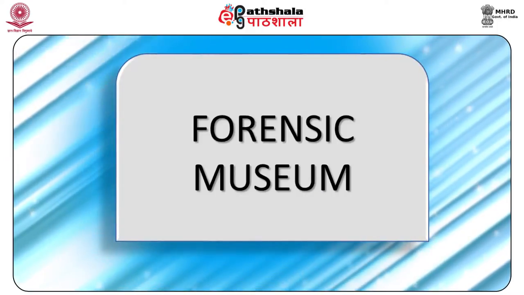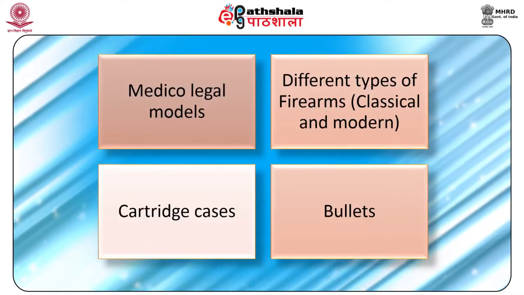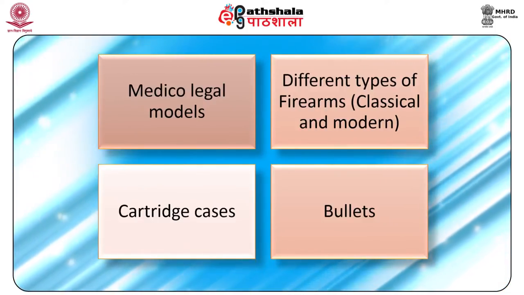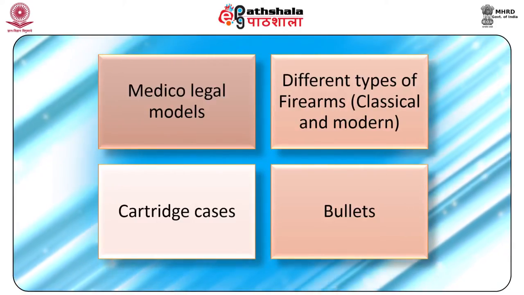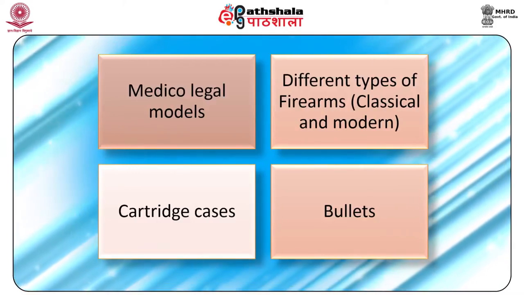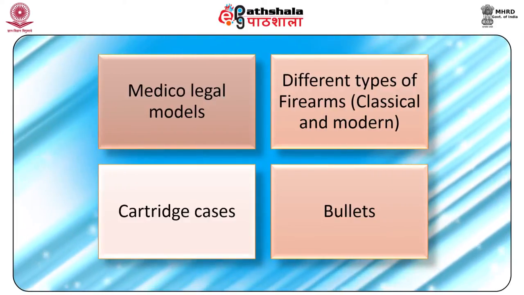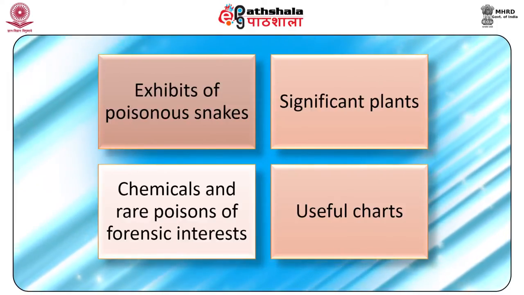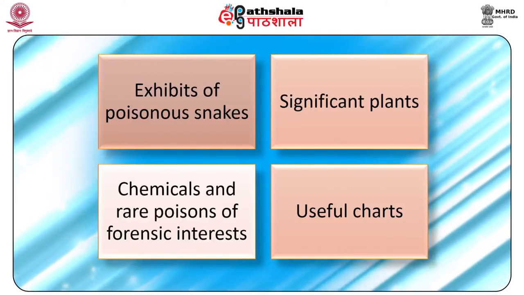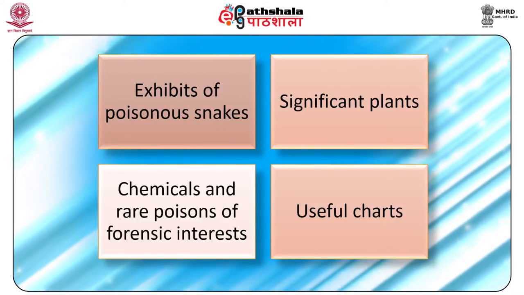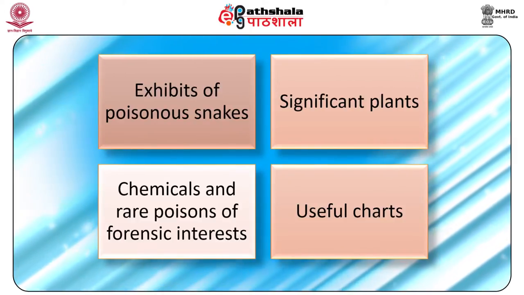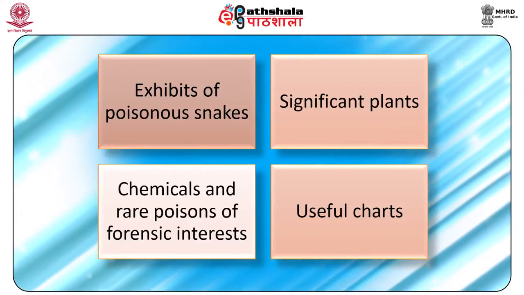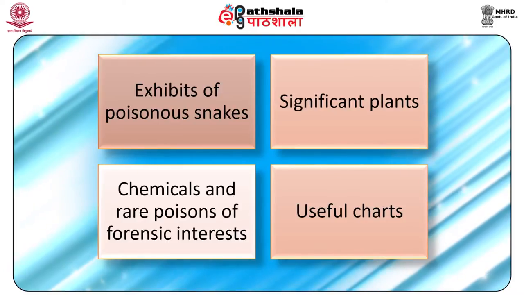Then there should be a forensic museum. A well-equipped museum should be established, which should have medico-legal models and different types of firearms, including classical and modern, cartridge cases, bullets, exhibits of poisonous snakes, scientific plants in the form of herbariums, chemicals and rare poisons of forensic interest. Useful charts should be there to highlight various important and diverse aspects of forensic science.